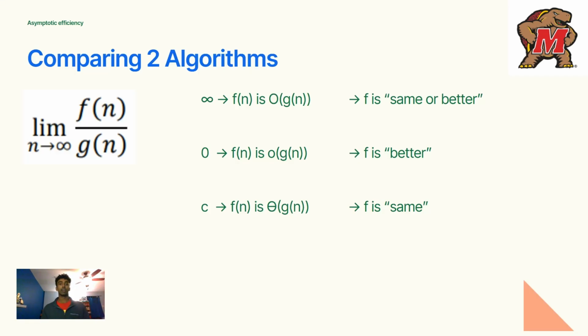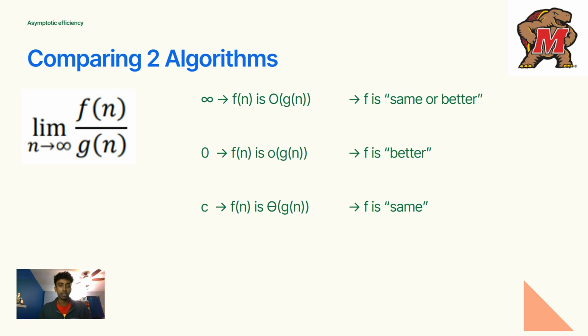Next, we have another way of comparing two algorithms using a limit theorem. So for two algorithms, f of n and g of n, we say that the limit as n goes to infinity of f of n over g of n can tell us how to compare the two. So if this limit results in infinity, we say that f of n is big O of g of n, meaning it is either the same or slightly better. And this is a dumbed down explanation or representation of it. So I really encourage you guys to go check out the math behind it.